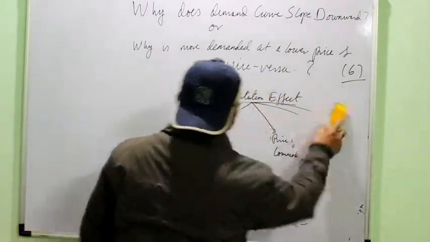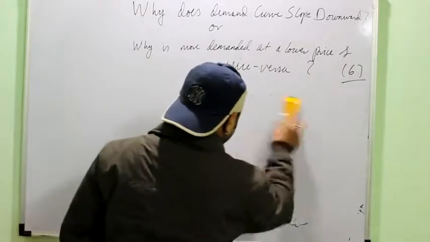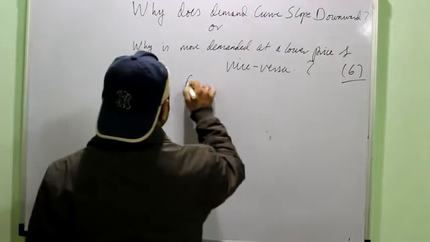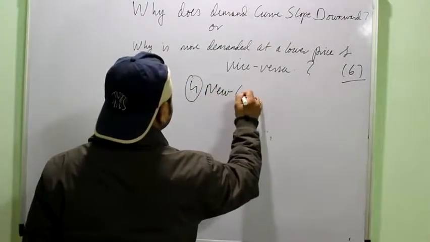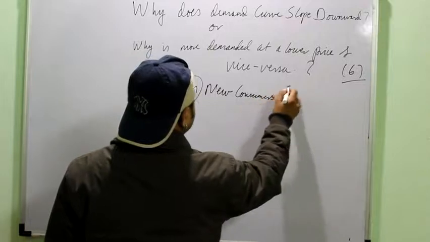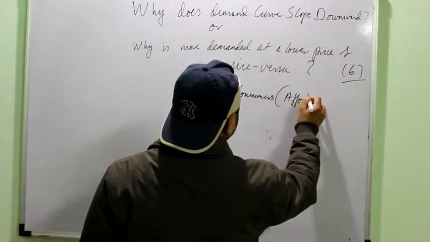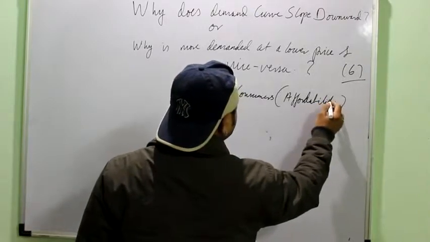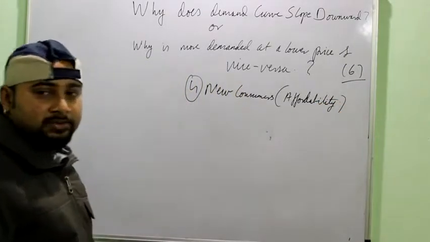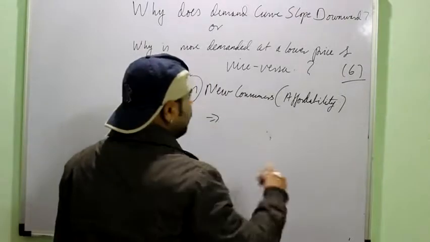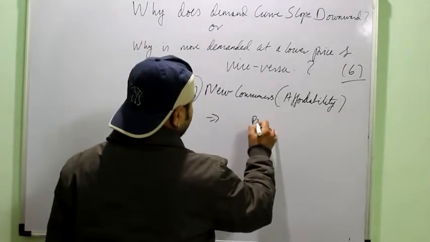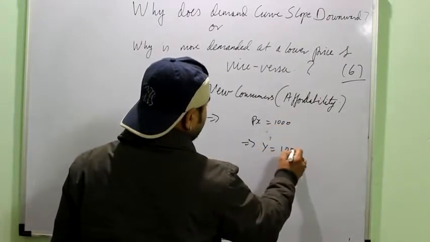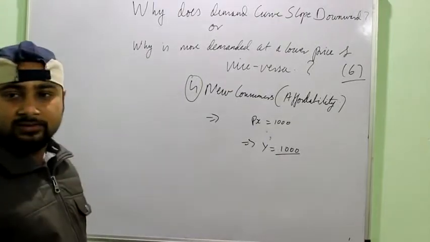Then the fourth point is related to affordability, or new consumers. Better it can be called affordability. You know what is affordability? Affordability is the ability to buy the commodity. Suppose you want to buy a commodity whose price is rupees 1000, so you should have at least 1000 rupees with you, right? That is the affordability.